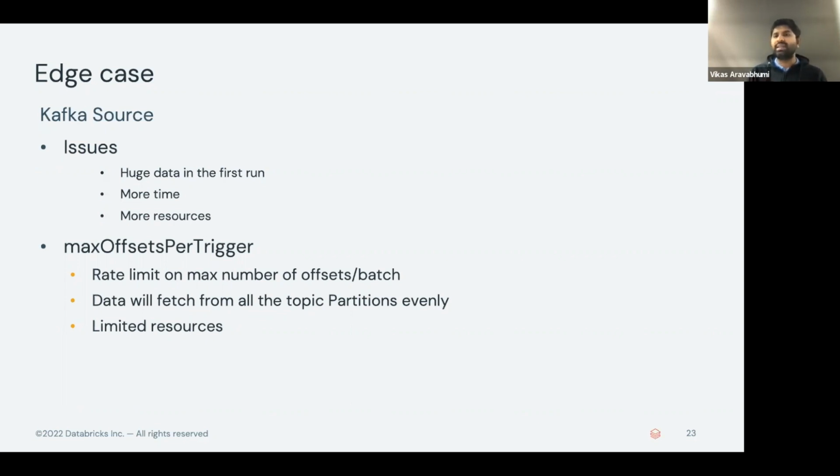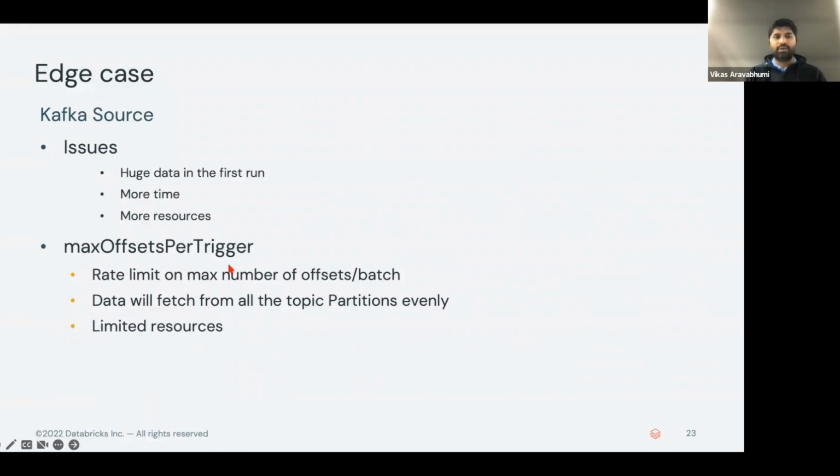So to avoid that scenario, we can go with max offsets per trigger. It limits the number of rows, or messages, fetched from the source. So this is a rate limit. I'll be limiting the number of rows, so I'll only process a certain number of records as part of this particular batch. If there are limited resources, it's better to go with this configuration, so there won't be any issues with respect to resources. That's the main reason we go with max offsets per trigger.